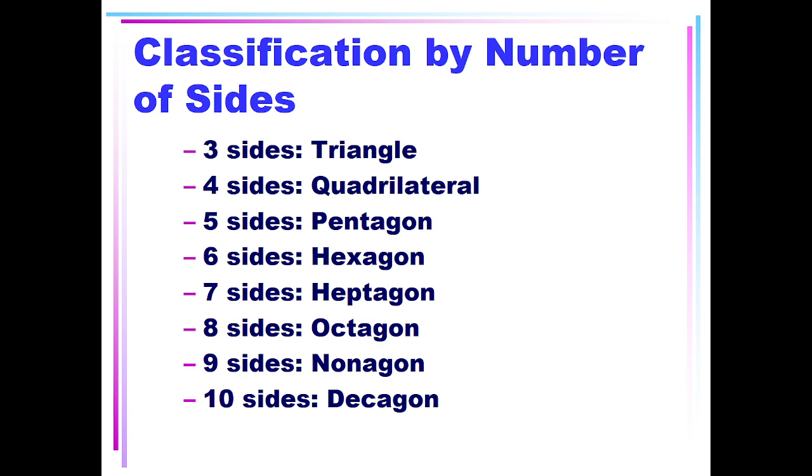A polygon with six sides is called a hexagon. A polygon with seven sides is called heptagon. A polygon with eight sides is called octagon. Polygon with nine sides is called nonagon. And polygon with 10 sides is called decagon. Deca, or deci, means 10. So the prefix deci. Nona, non means 9. Octa, or octo, means 8. Hepta or septa means 7. Hexa means 6.